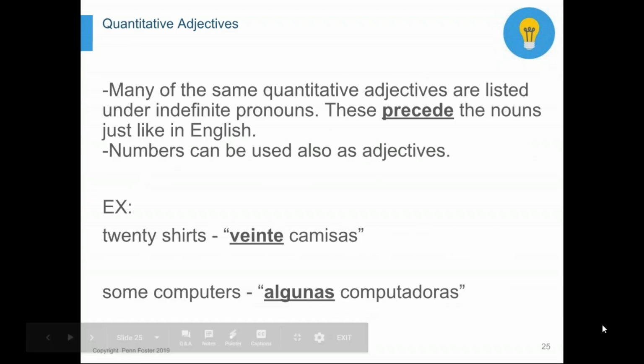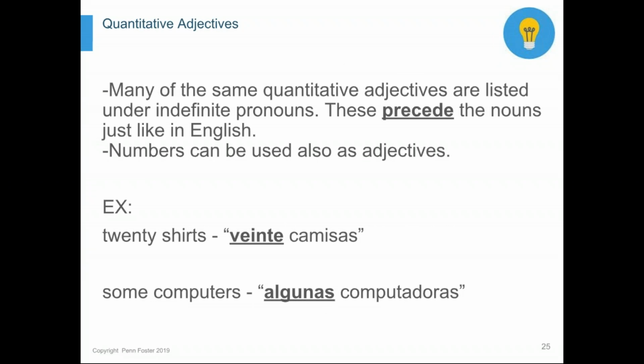Okay, as we move on, we'll talk about quantitative adjectives. A quantitative adjective is one that refers to the quantity or the number, okay, or just quantity or number in general. All right, and they precede nouns in Spanish just like they would in English, meaning they come before the nouns. And something to keep in mind is that numbers can be used as quantitative adjectives as well. So you see a couple of examples down below. 20, the word for 20. 20 shirts, the number 20 can be used as a quantitative adjective, comes before the noun it modifies, never after.